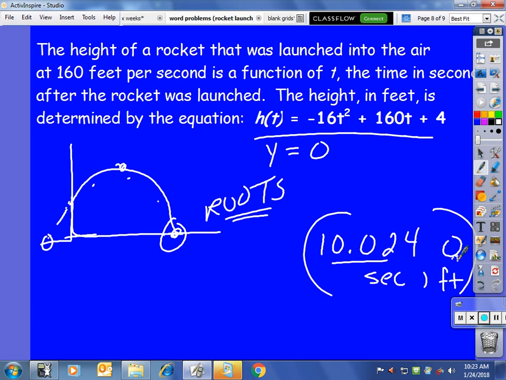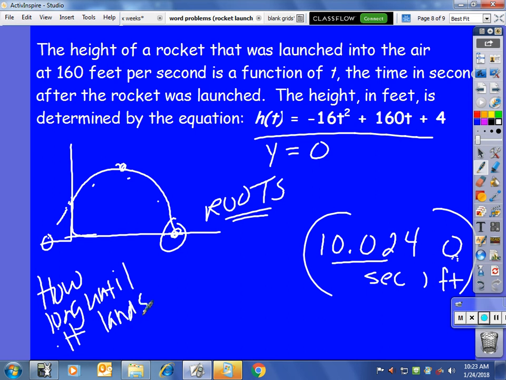So that's what the question could be. How long until it lands? So how long until this thing lands? 10.024 seconds. That's how long until it lands.